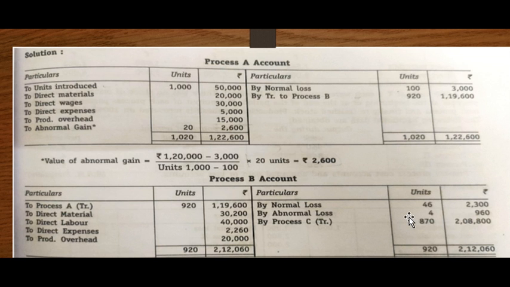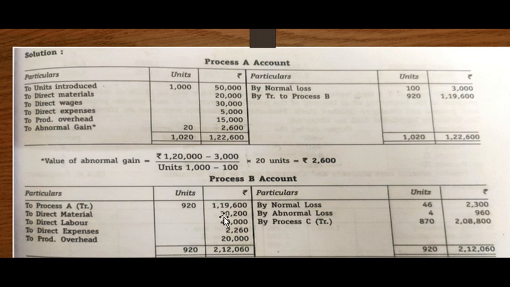So 240 is the cost per unit. How many abnormal loss units are there? 4 units. What is the cost per unit? As per the calculation, rupees 240 per unit. So 240 into 4 units will give you 960.